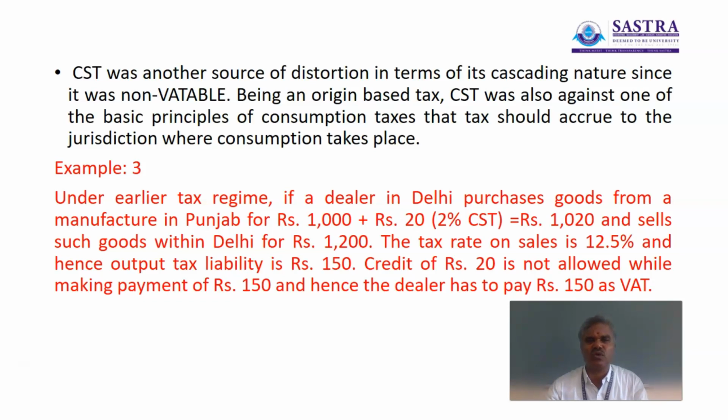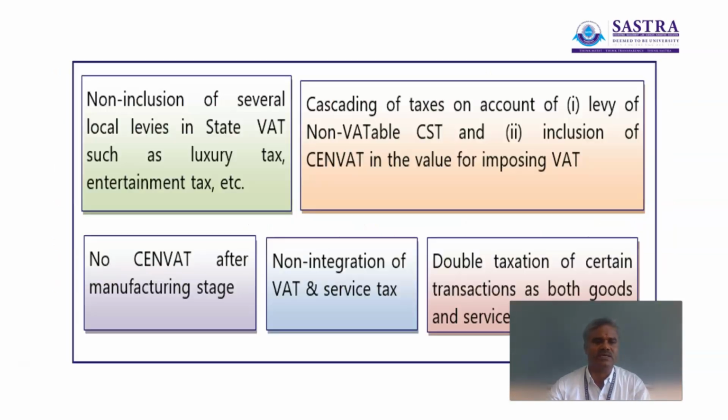Excise duty was another source of distortion in terms of its cascading nature, and since it was non-vatable, being an origin-based tax, it was also against one of the basic principles of consumption tax: that tax should accrue to the jurisdiction where consumption takes place. This is what the features and advantages of GST are.